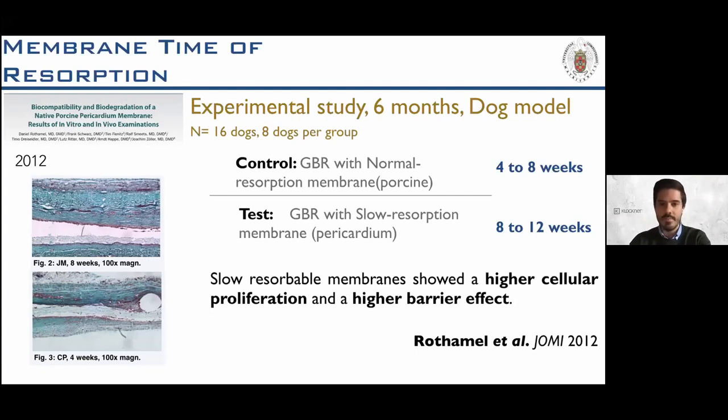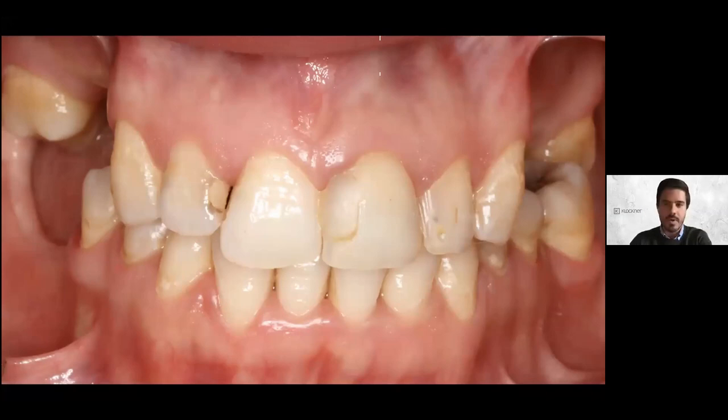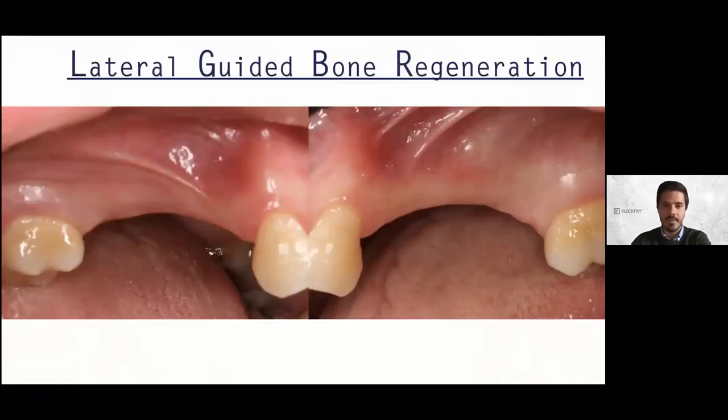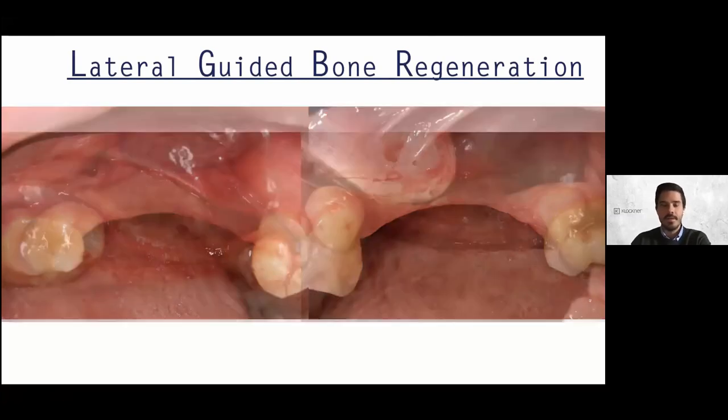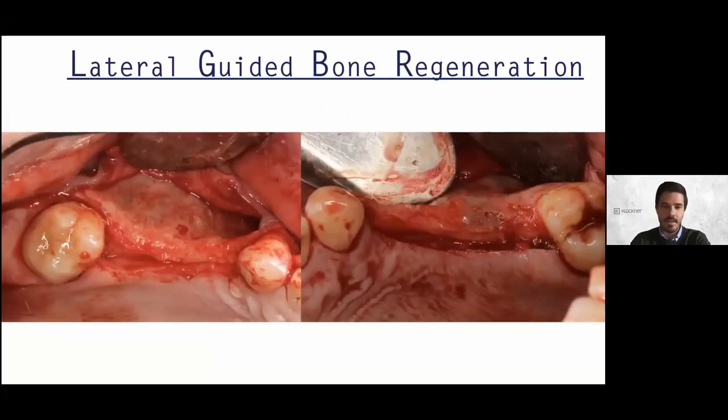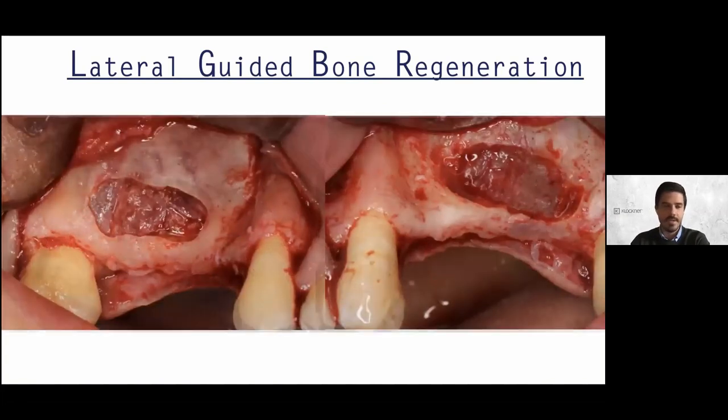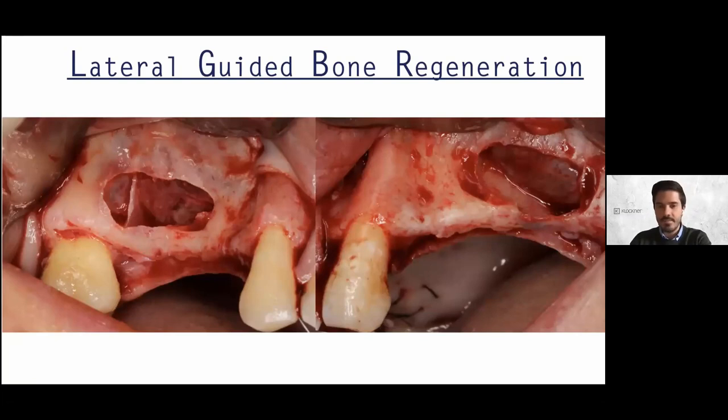This is quite important. I will show you this concept in this case. It's a patient that came to our clinic to treat two different kinds of defects in the posterior side, same patient, remember? On this side, we are going to test the slow resorbable membrane, and on the left side, we are going to test the natural collagen membrane. Then we have a lateral deficiency, a horizontal deficiency, in combination with a sinus lifting procedure. As you can see, we go first for the sinus lifting procedures on both sides.